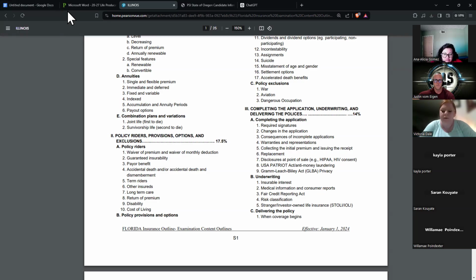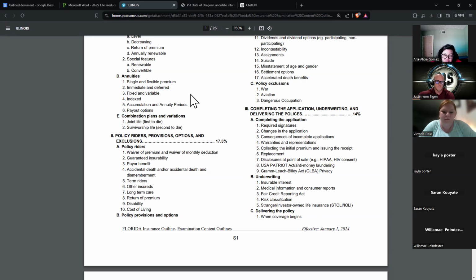Okay. And then HIV consent, people have to consent to agree. They have to agree to be tested for HIV. So they can't just be like, "Oh, we're going to take your blood and test you for HIV," and not tell you we're testing you for HIV. Okay. And HIV tests cannot be administered based on sexual orientation. So, yeah. U.S. Patriot Act and anti-money laundering.